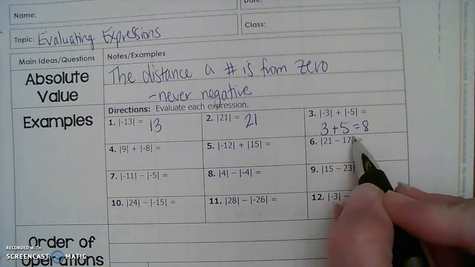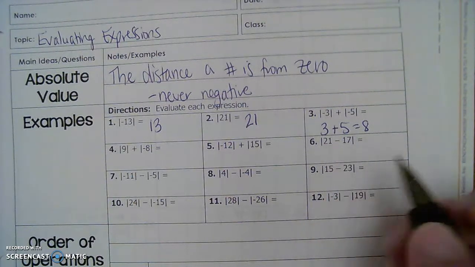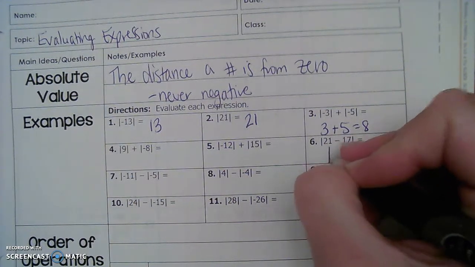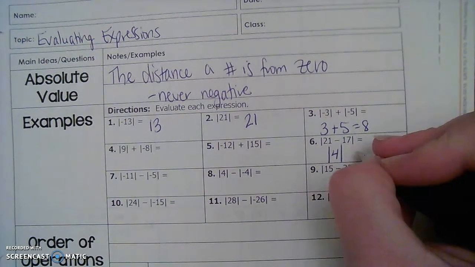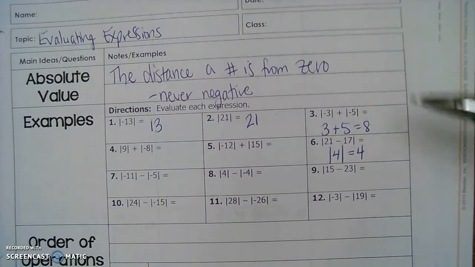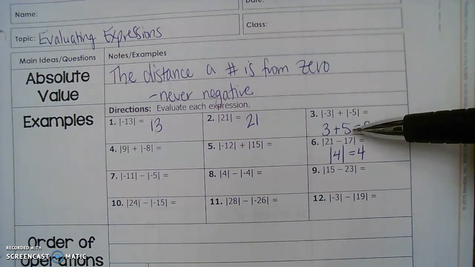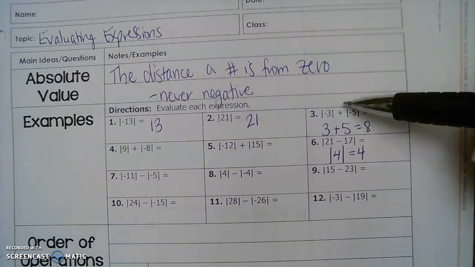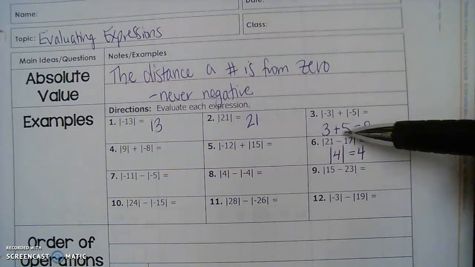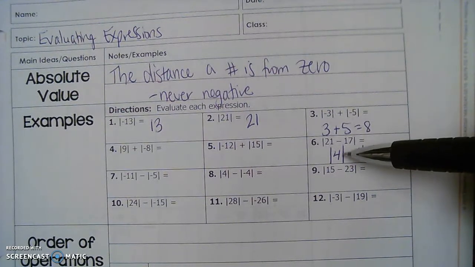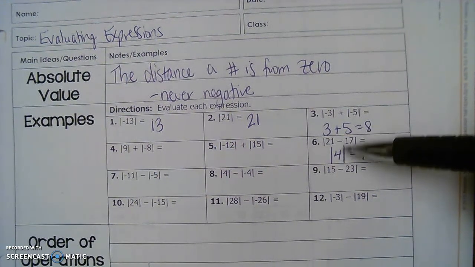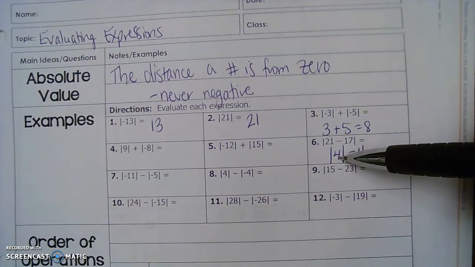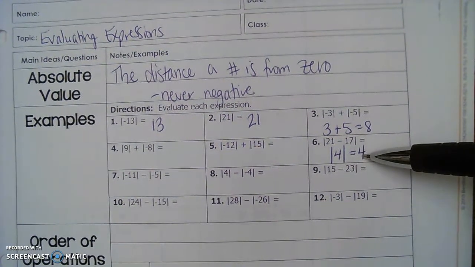For 6, since it's inside, you need to do the subtraction first. 21 minus 17 is 4. So we have the absolute value of 4 left. The absolute value of 4 is still 4. So notice in number 3, your first step takes away the absolute value, and then you add, in this case. In number 6, you subtracted first. The absolute value bars don't go away. Now, this one would have been the same whether you would have forgot them in that step or not. But if you are showing all of your work, the correct way to do it is to keep the absolute value bars there and then get your final answer.